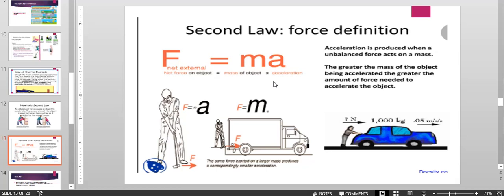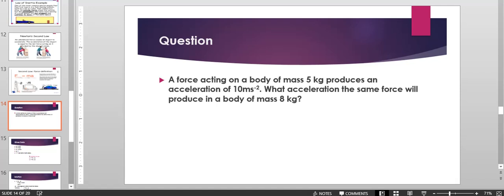F is equal to ma. Putting the values, that is mass is equal to 1000 and acceleration is 0.05. Whatever will be the product of these two values will be equal to the force that this person has applied. Right? Try to do this question right now. I hope you've got your answer.